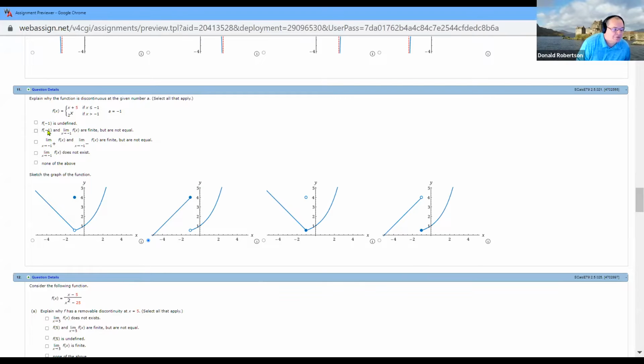This one says f of -1 and the overall limit are finite. No, that's not true. This one says that these two limits exist but are not equal. That is true. The left limit is 4 and the right limit is whatever that number is. The next one says the overall limit doesn't exist. That is true. So that would be, I think, the choice that you would use in that question.